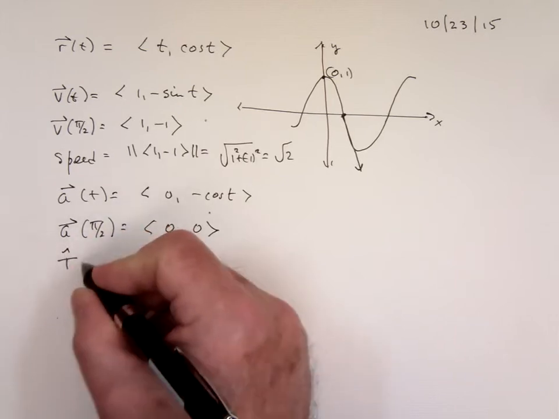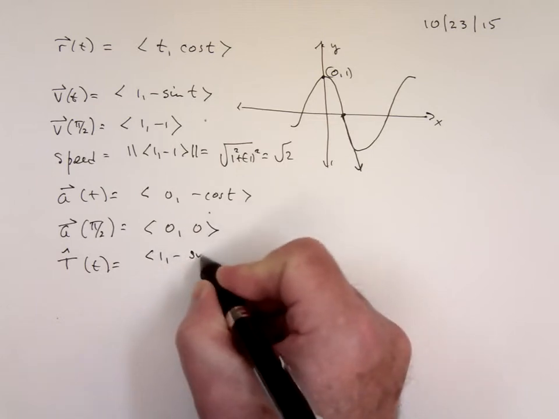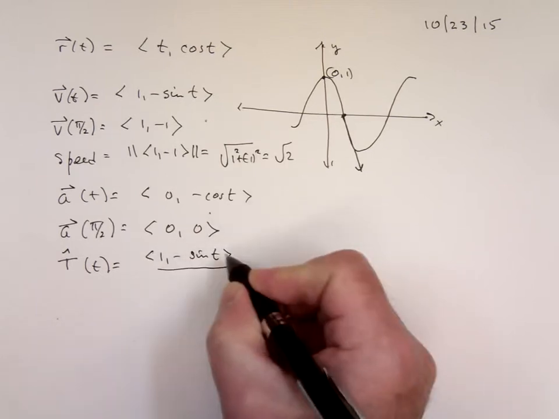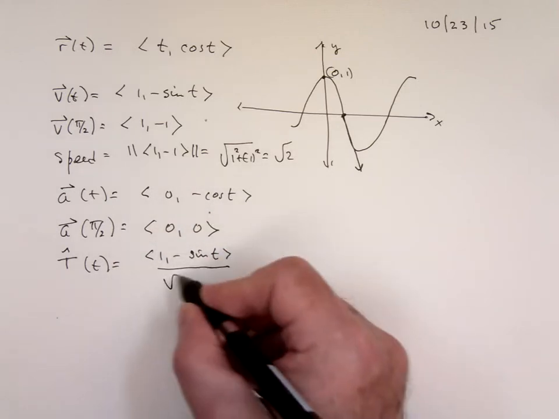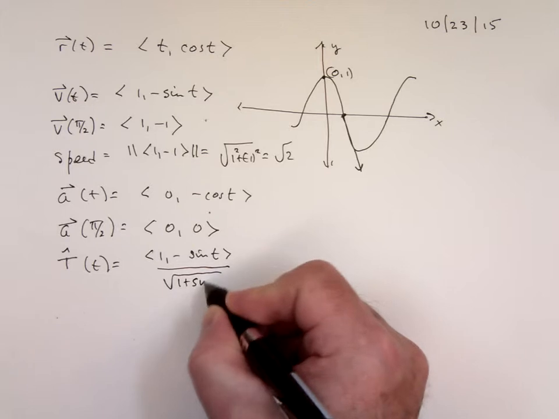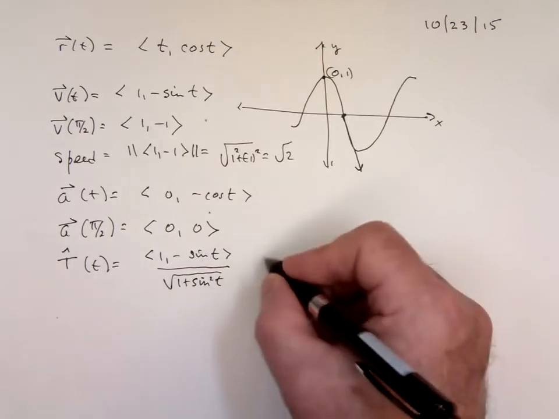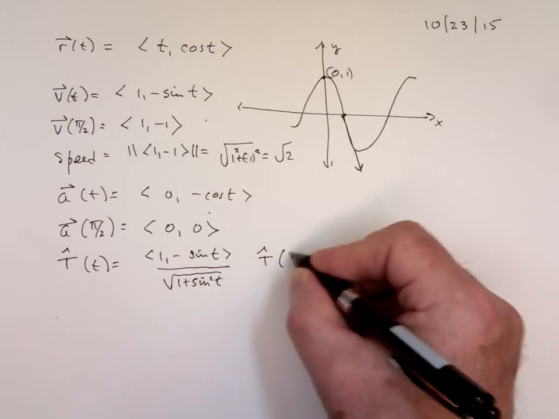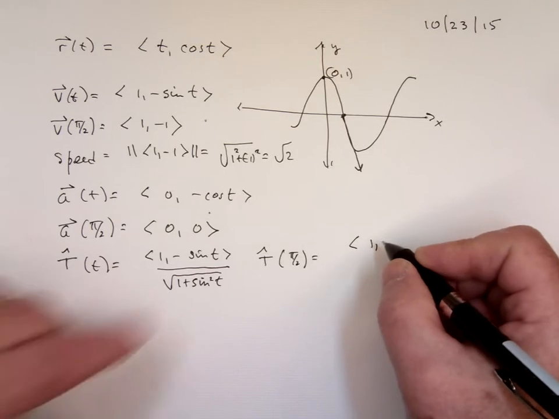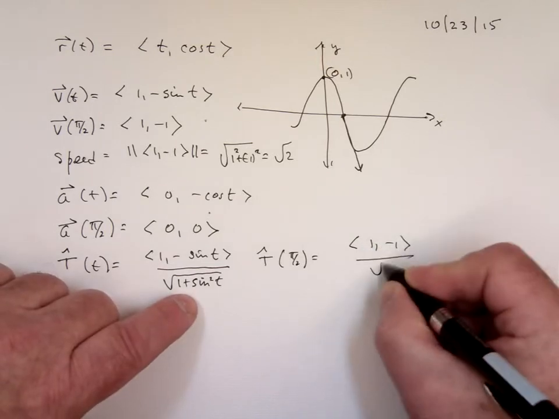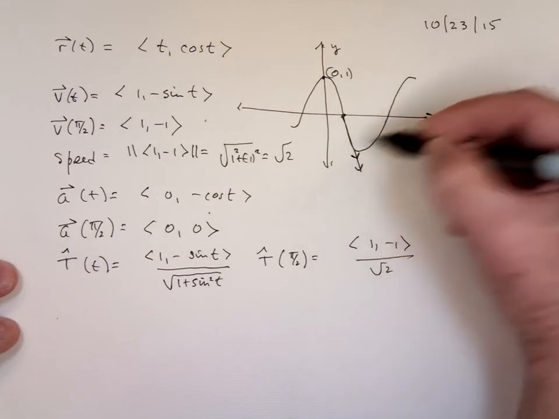Tangent vector. Take the velocity vector and divide by the speed. We could do this in general. This is what we got, over the square root of 1 plus sine squared. That's the tangent vector in general in terms of t. To find the unit tangent at pi over 2, substitute in pi over 2, we get 1, -1 over the square root of 2. So we get the same vector here, but made into a unit vector. Okay?